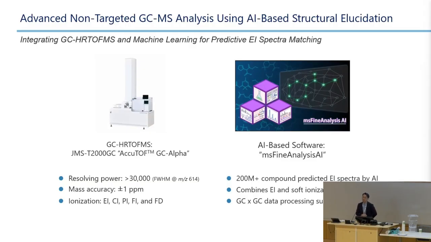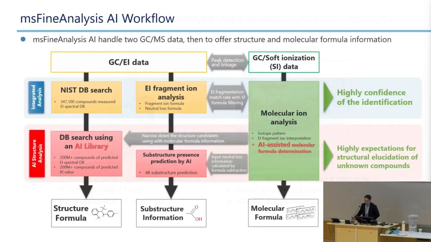Last time I explained this software briefly, and today I will explain again our workflow and AI text. This is our software workflow. It is a little bit complicated, but I will try to explain briefly. This software can handle two kinds of data: GC EI and GC soft ionization data. If you prefer CI, we can set CI here, and if you prefer PI or FI, you can set those soft ionization data.